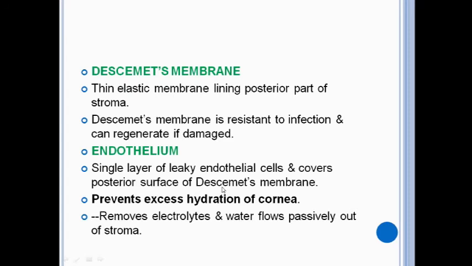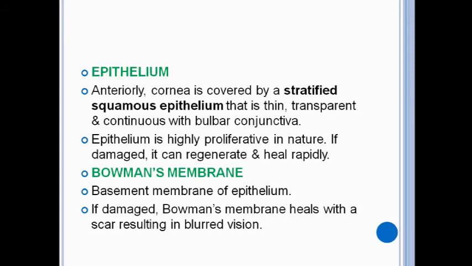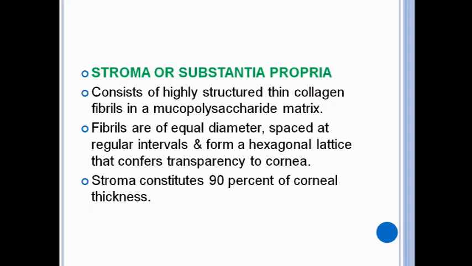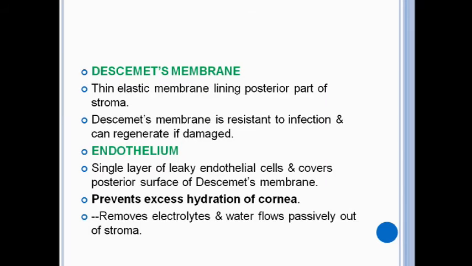Then the last layer is your endothelium. It is part of the Descemet's membrane complex and prevents excess hydration of your cornea. It removes electrolytes, and water flows passively out of the stroma. This will prevent the excess hydration of the stroma. So all the layers: Bowman's membrane, stroma, Descemet's membrane, and your endothelium.